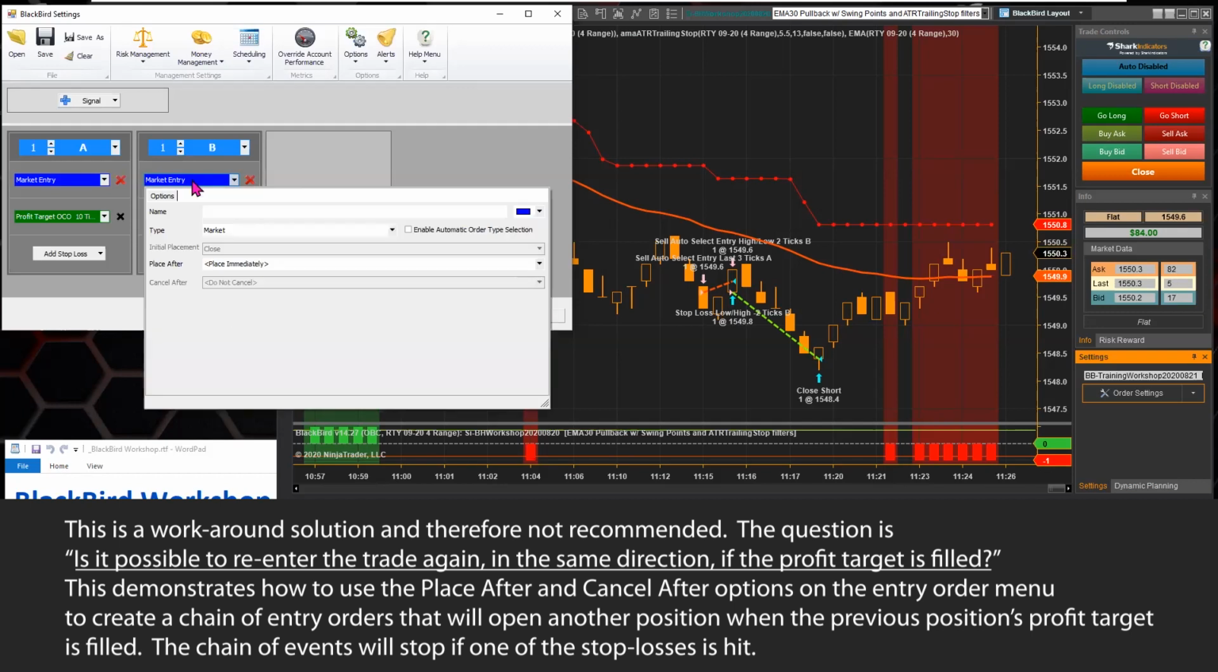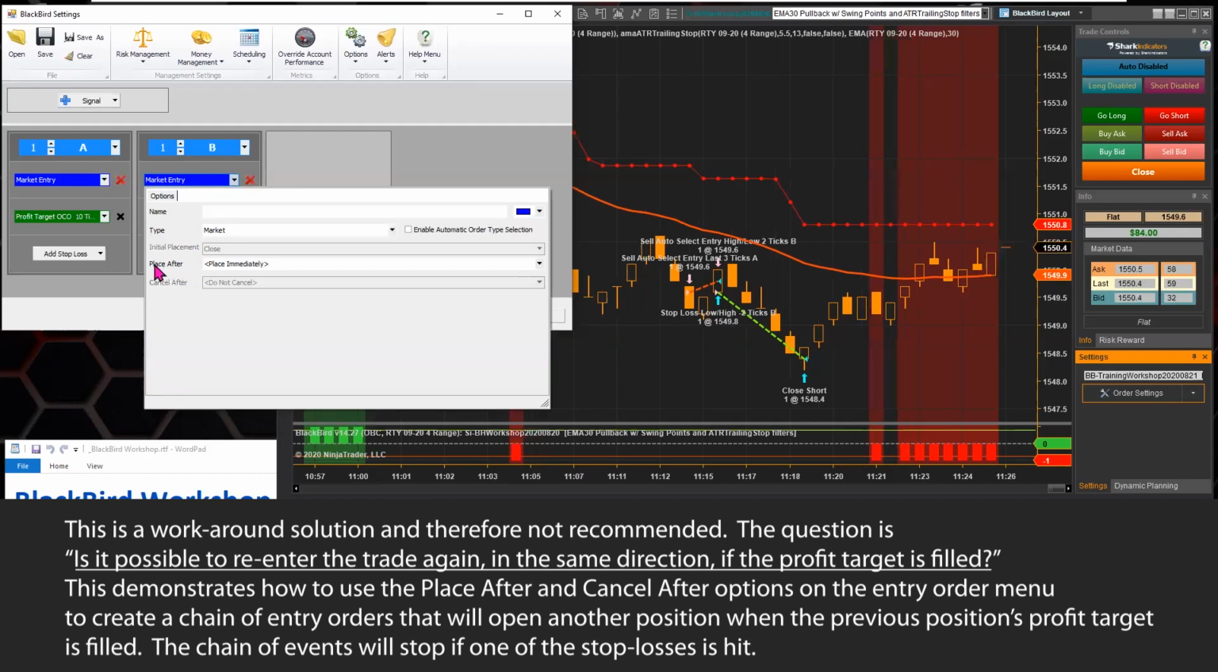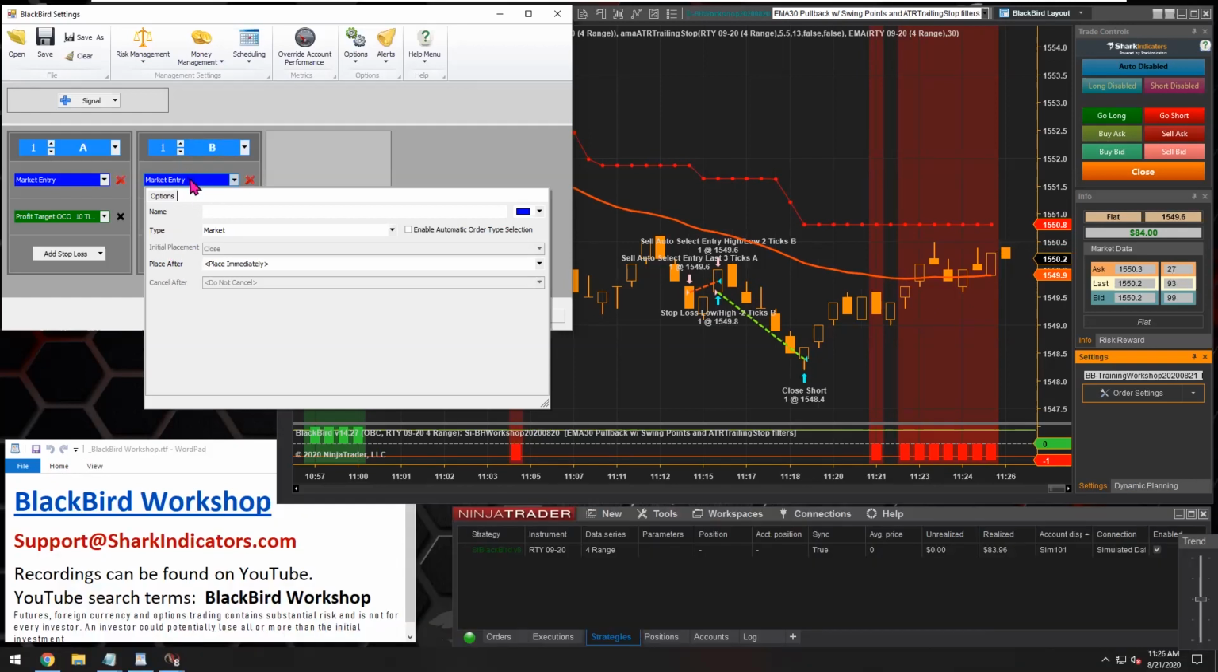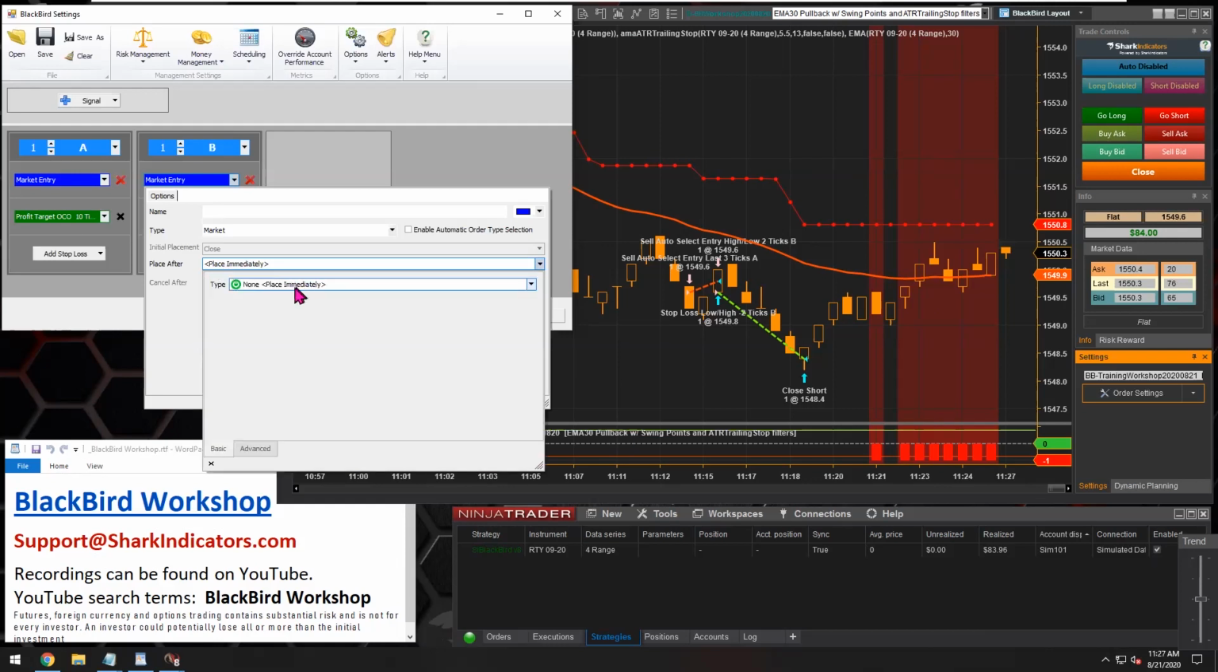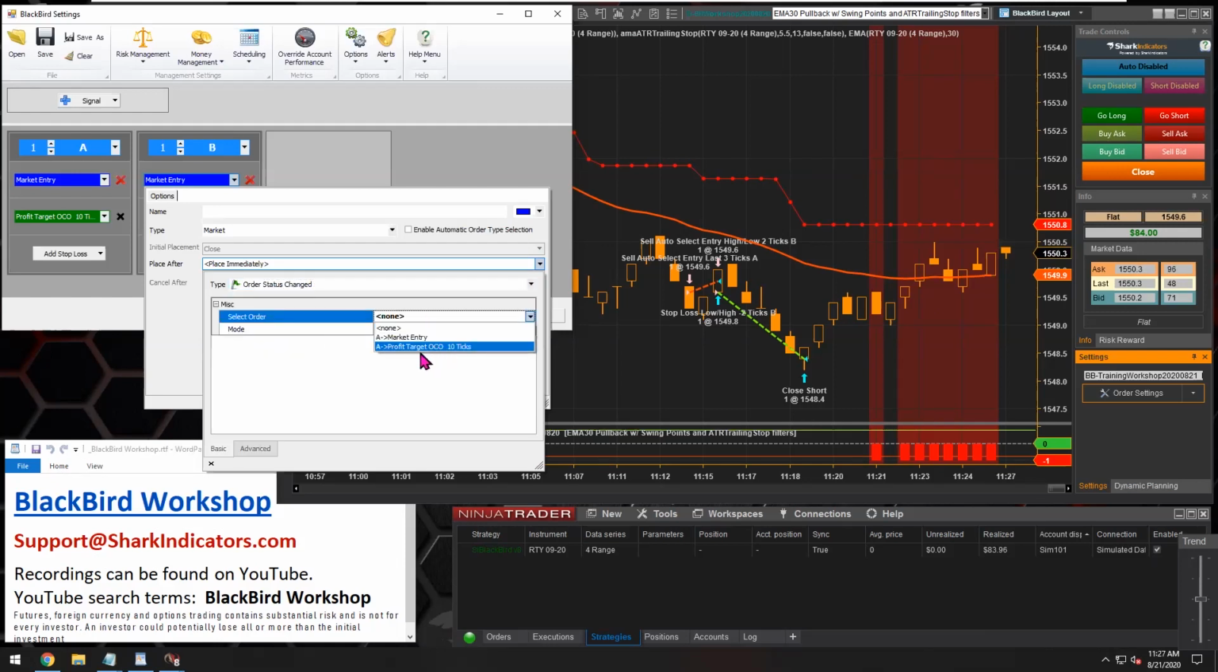And what I'm going to do is, so we want order B to only get executed after the profit target is hit, right? So what we need to do is delay order B, delay it so that order B is waiting for the profit target to get hit. So we're going to use the place after and use the order status changed, and we're going to select the profit target.